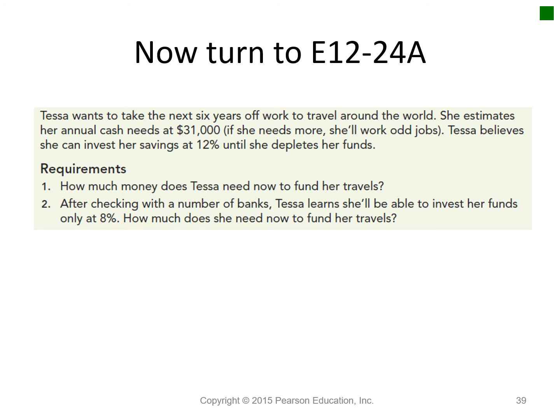All right, so let's look at an illustration on time value money. We've got Tessa wants to take the next 6 years. So I'm going to write up here n is equal to 6 years off work to travel around the world. So she estimates her annual cash needs to be $31,000. If she needs more, she'll work odd jobs. Tessa believes she can invest her savings at 12% until she depletes her funds.